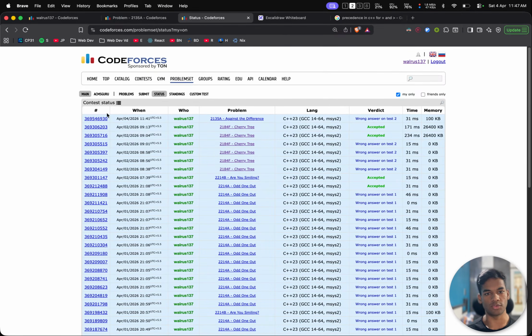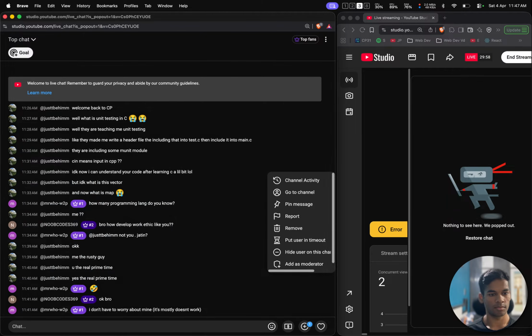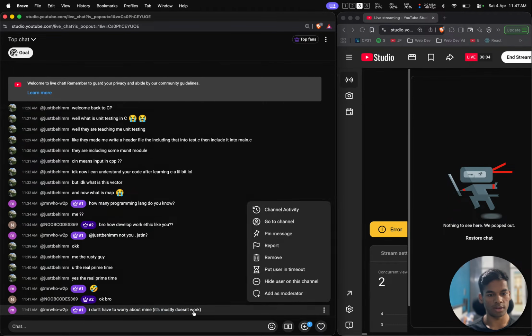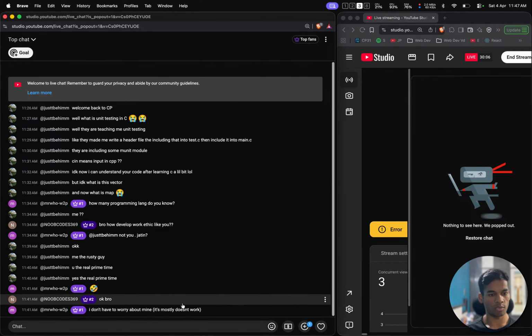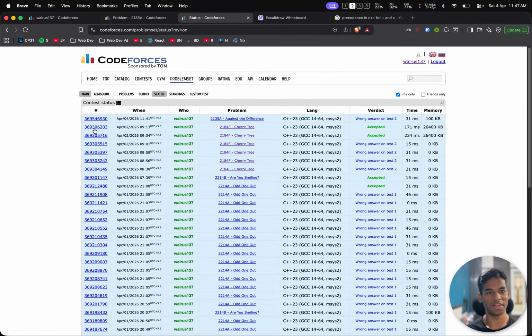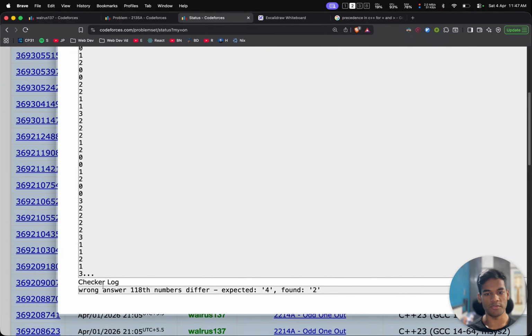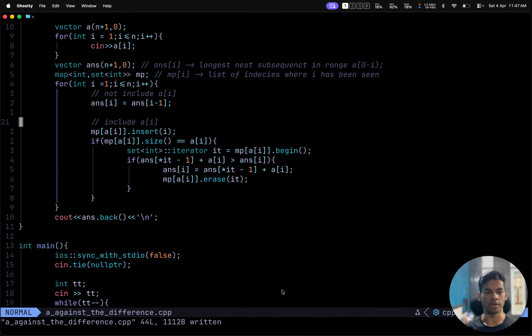Oh, I guess we should look at what went wrong here. Okay, we got wrong answer on test 118. How do we look at that problem statement? Expected 4, found 2. So that might be useful. The expected answer was higher, but we returned an answer that is lower than the correct answer. Could that mean something?